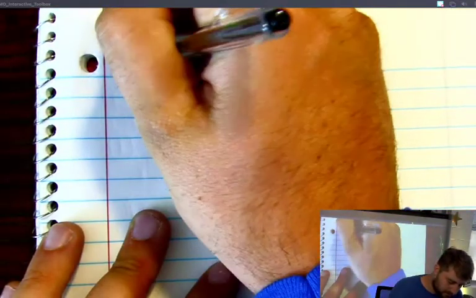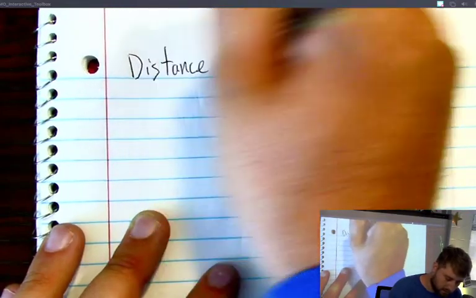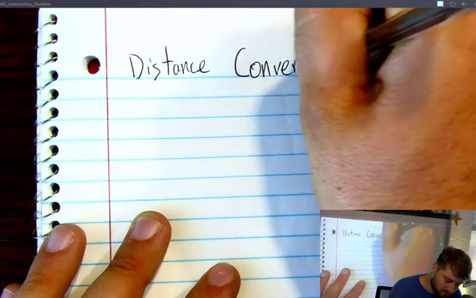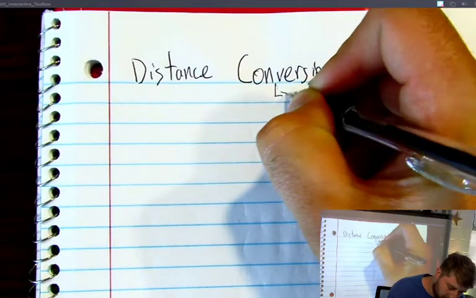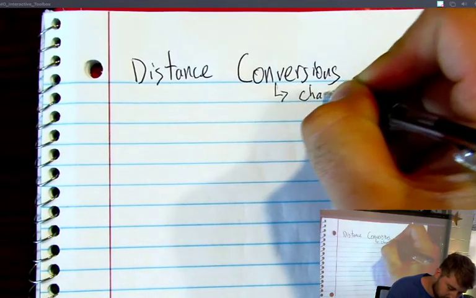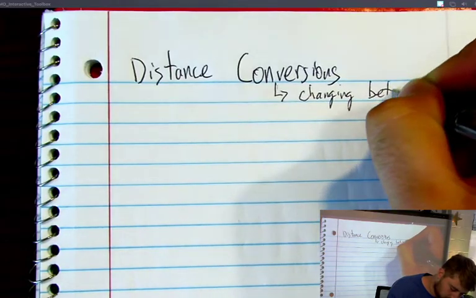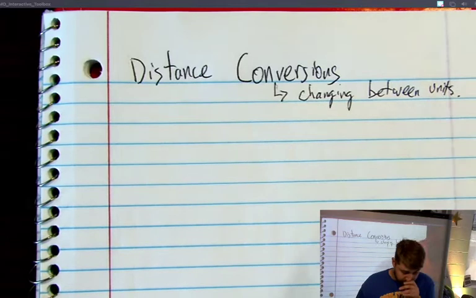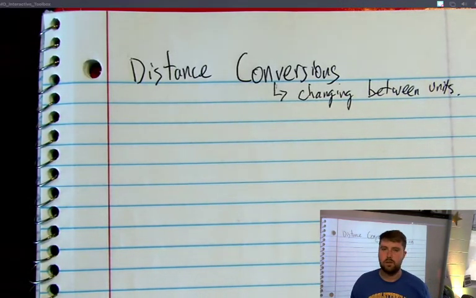So we're going to write distance conversions. And conversions right here means changing between units. And as we start this, we're going to make two lists.